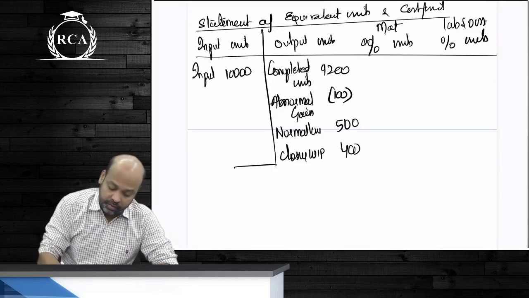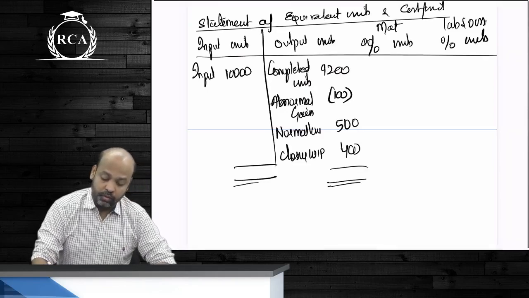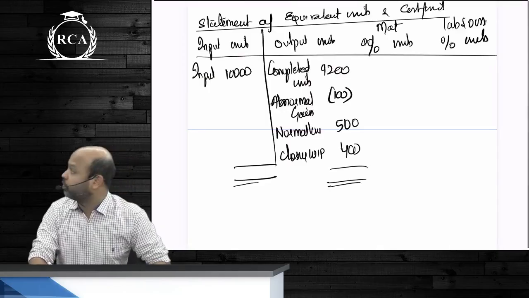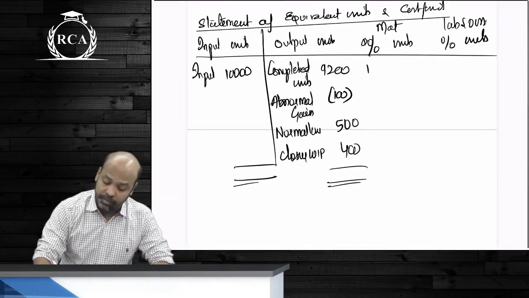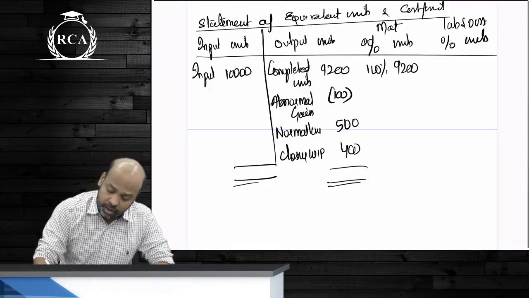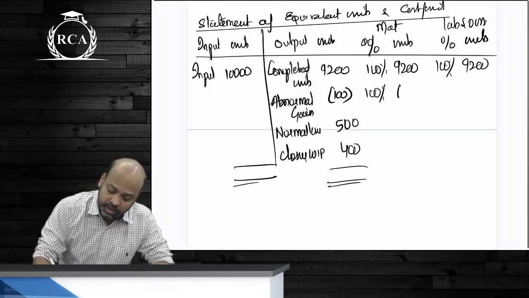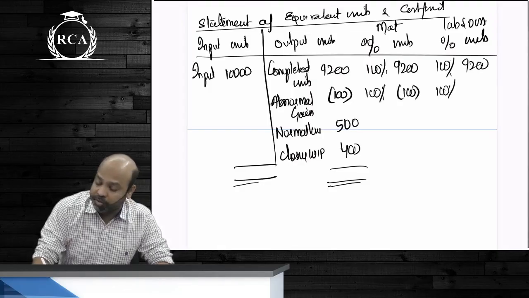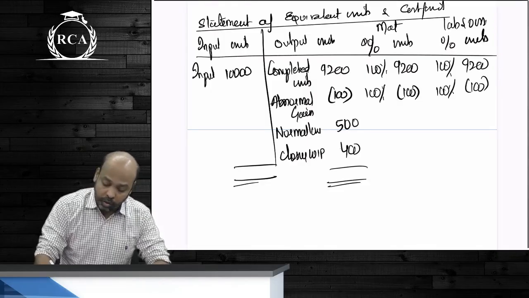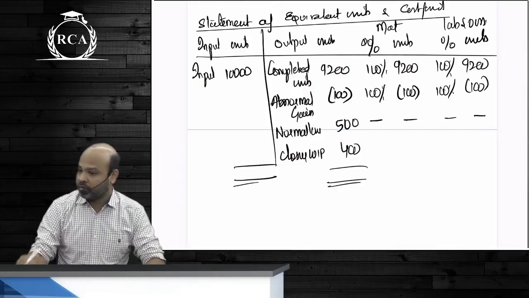400 units. Listen, write later. What degree of completion should I take for completed units? 100%. Always and always 100%. I have told you before that abnormal gain will always be considered at 100%. The degree of completion given for scrap will not apply. Normal loss is always considered at 0%.